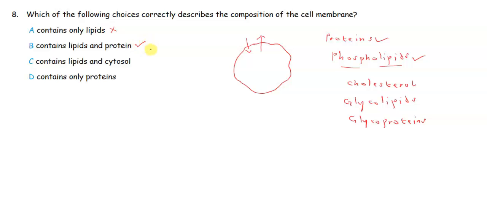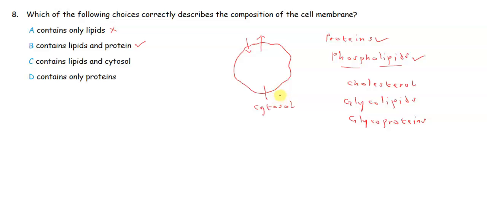Let's look at option C. Does it contain lipids and cytosol? It contains lipids, but not cytosol. The word cytosol is actually what a lot of students call cytoplasm, because the fluid or jelly-like material that you have inside the cell is what you actually call cytosol. The cytoplasm in itself is actually the space within the cell that houses all these other organelles. But in any case, since a lot of people confuse the two, cytosol is taken to be synonymous with cytoplasm.